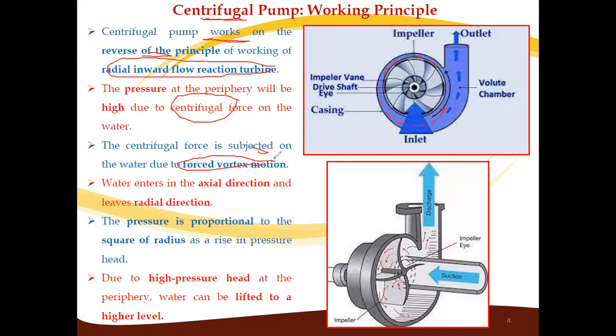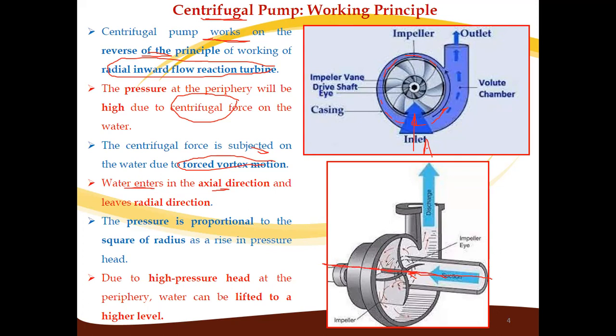Generally in a centrifugal pump, the water enters in the axial direction. So this is the inlet of the water, and this direction is your axial direction. This is the suction. So water is taken in this axial direction, that is, along the axis of the shaft or rotor.